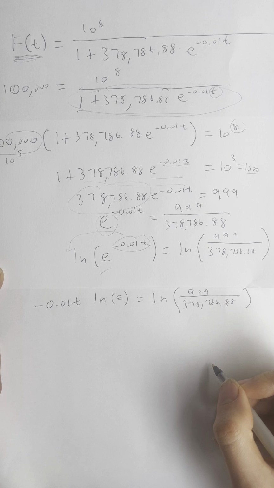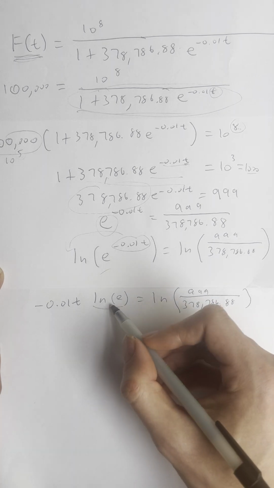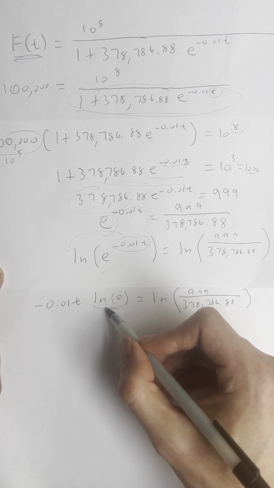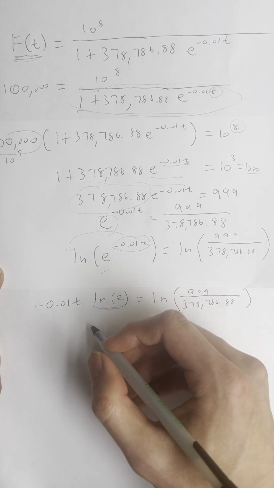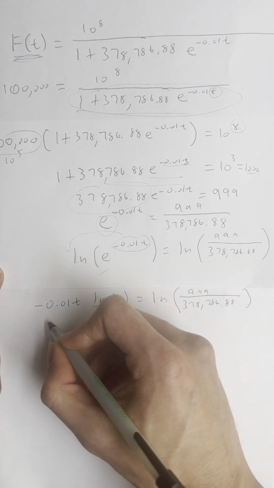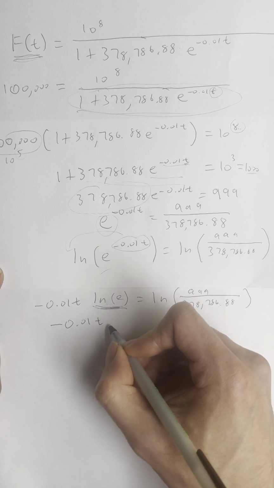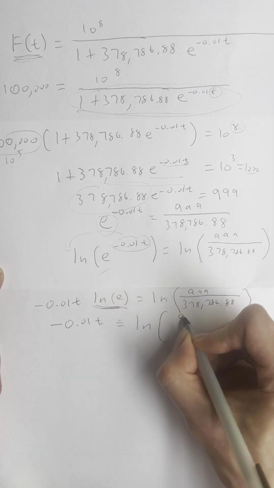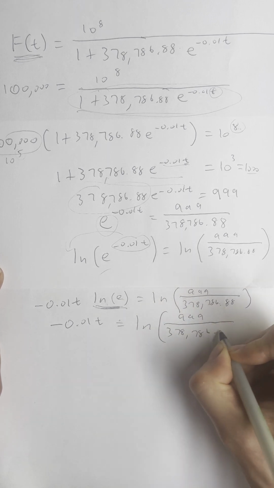And the natural log of e is how much? So this is the same thing as log base e of e. So that's just 1, because e to the power of 1 is e. So this is negative 0.01t times 1. So I just won't write the times 1. It's equal to natural log of 999 over 378,786.88.